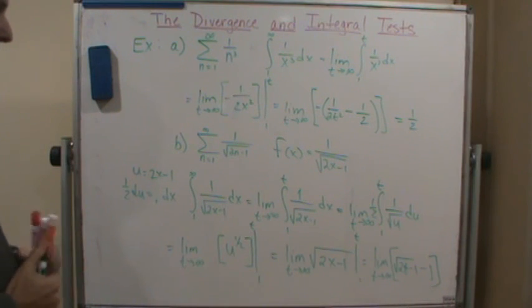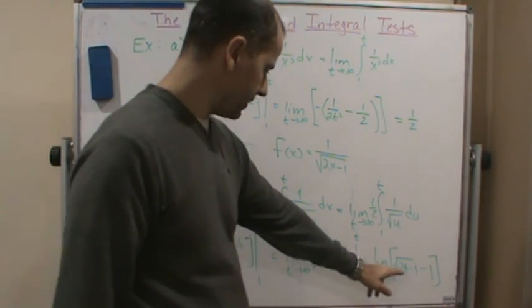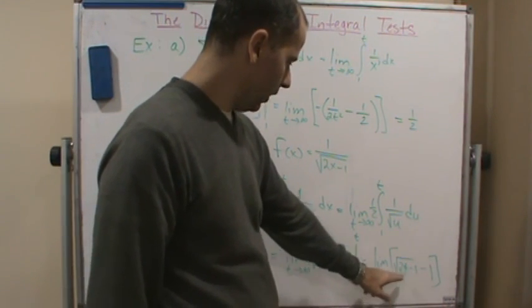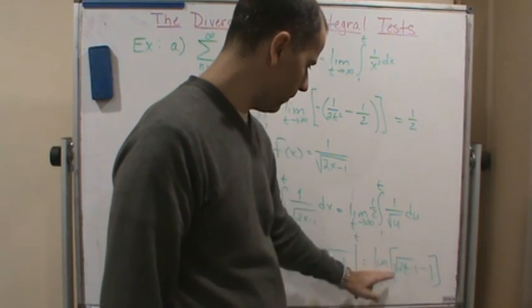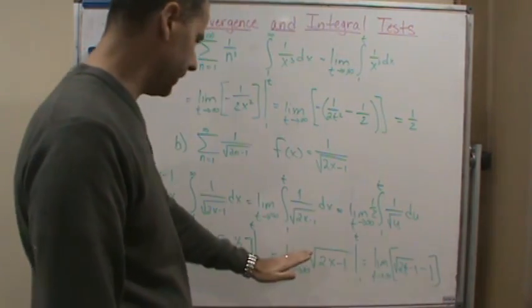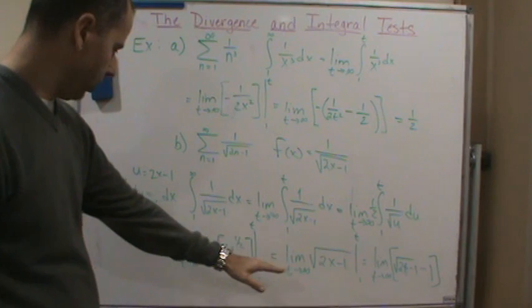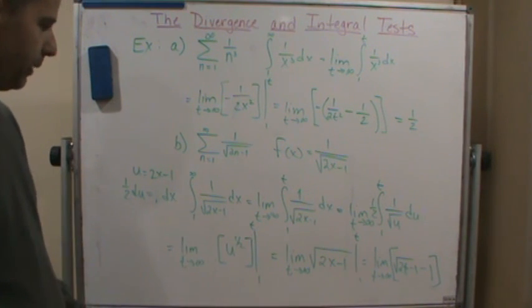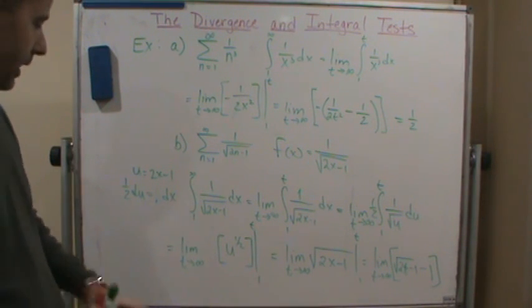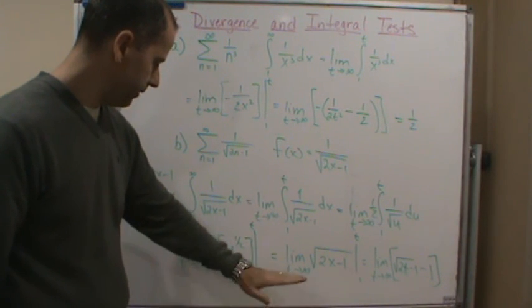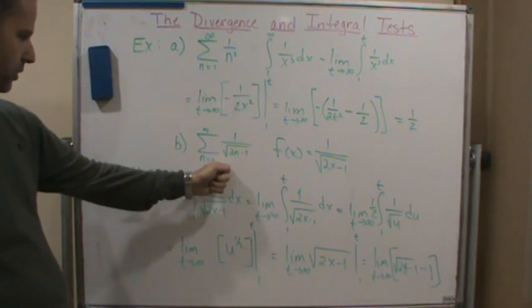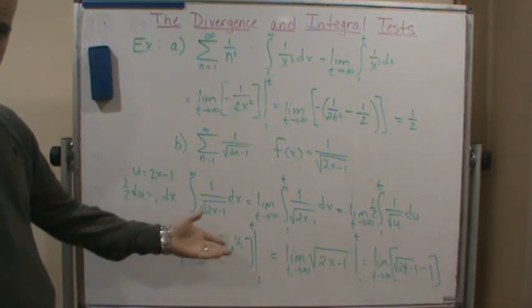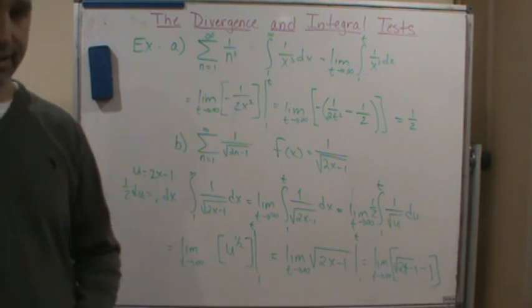Okay, so now here's the thing. What happens to this as t goes to infinity? Well, this thing goes to infinity, so the whole thing goes to infinity, and therefore the improper integral diverges, and hence, if this diverges, the original series also diverges, and we're done. And that's it.